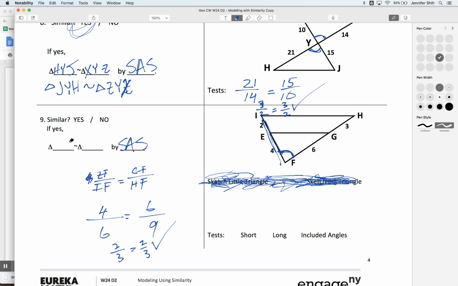Yes, they are proportional. Let's start with E corresponds with I. F corresponds with F. And G corresponds with H. Ta-da! That's it. Oh, yeah. All right. So, yes.